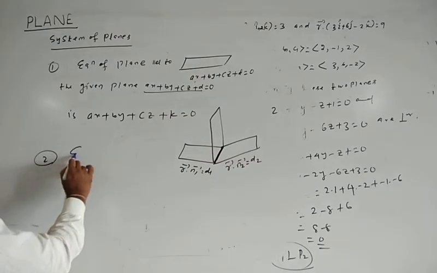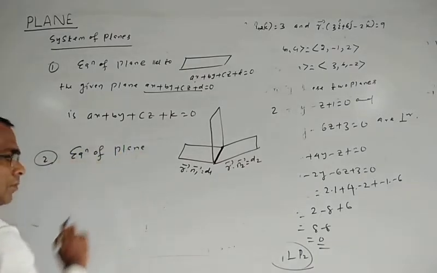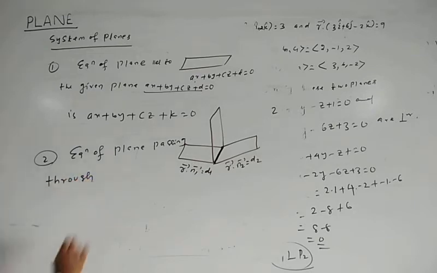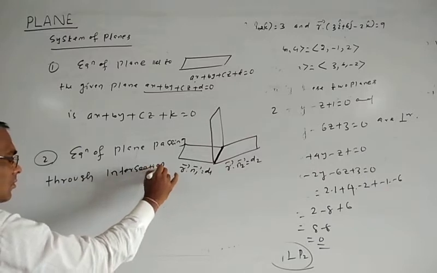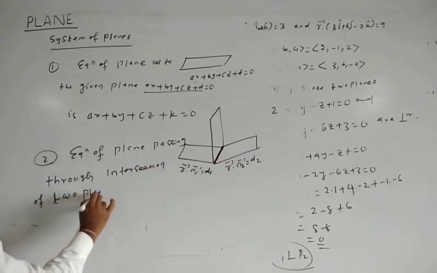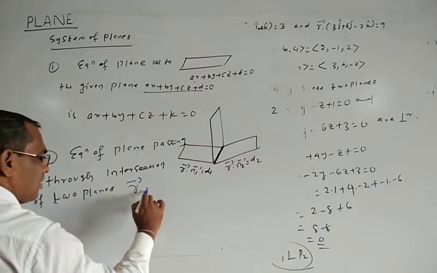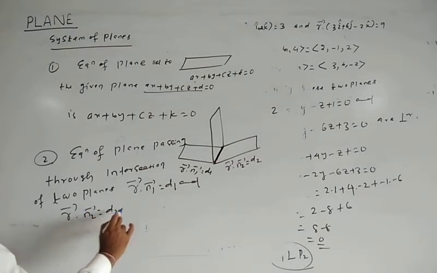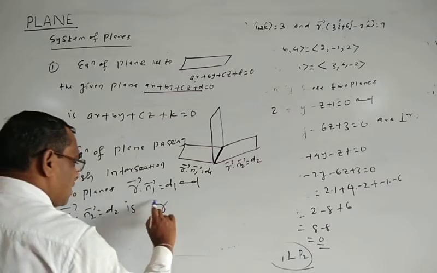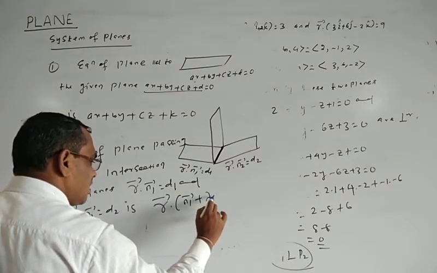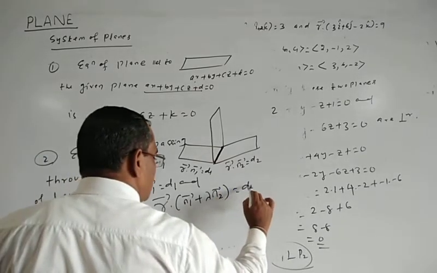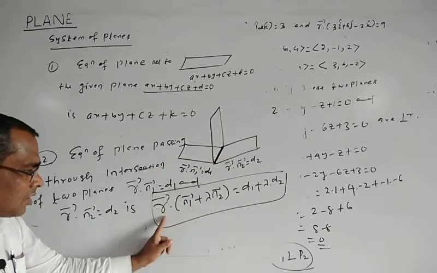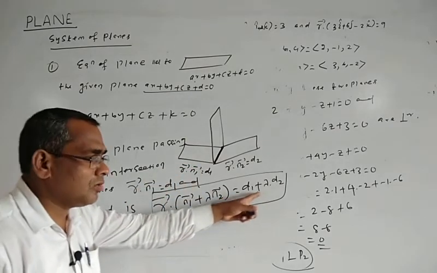So the equation of the plane passing through the intersection of two planes r vector dot N1 vector is equal to D1 and r vector dot N2 vector is equal to D2 is r vector dot (N1 vector plus lambda into N2 vector) is equal to D1 plus lambda into D2.